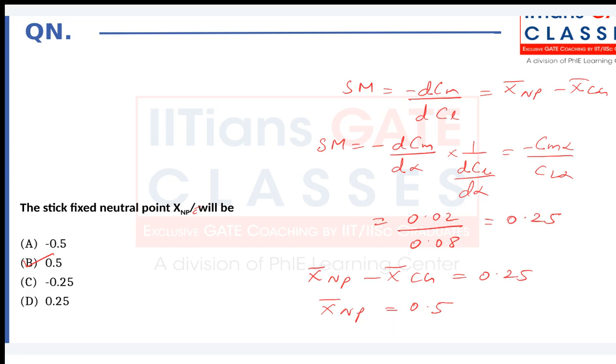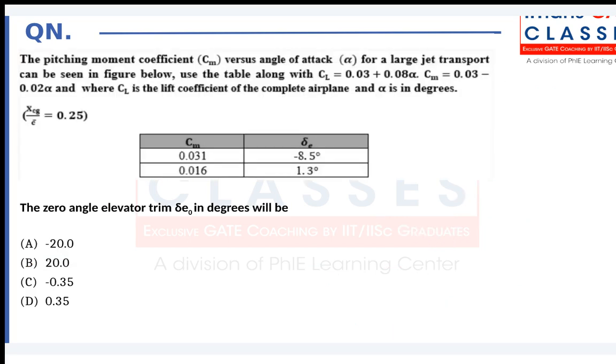The zero angle elevator trim, delta E naught in degrees, will be. So we have the formula for delta E trim and the term that is independent of CL trim, that is delta E naught, the Y intercept. So delta E trim is delta E naught plus d delta E by dCL trim into CL trim, right? So this term is what they've asked you to find out, delta E naught.